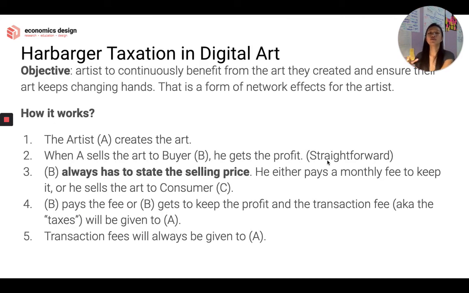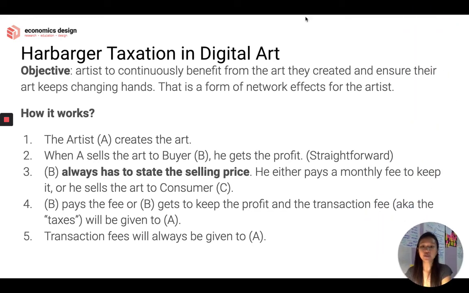Now, what we want to do now is how we're going to put that in art or in digital assets. So let's make a very simple case study where the objective of the artist creating the art is to continuously benefit from the art they create, and to ensure the art keeps changing hands. So firstly, he wants to continue benefiting from the art he creates. What does that mean? It means that when his art is transacted somewhere else, he continues to gain from it. And the second thing is he wants to make sure that art keeps changing hands. That means the art keeps getting sold.